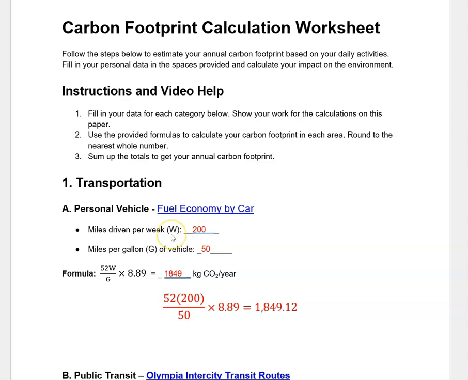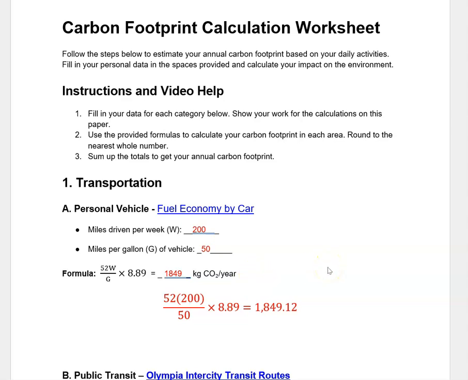The miles per week is W, and the miles per gallon for your vehicle is G. You're going to take 52, because there are 52 weeks in a year, times your W, divided by your G. Show me your work on the paper. I've got it written out here, and then round to the nearest whole number. I don't need to have all these decimals in there. So for my personal vehicle, I'm emitting about 1,849 kilograms of CO2 per year.